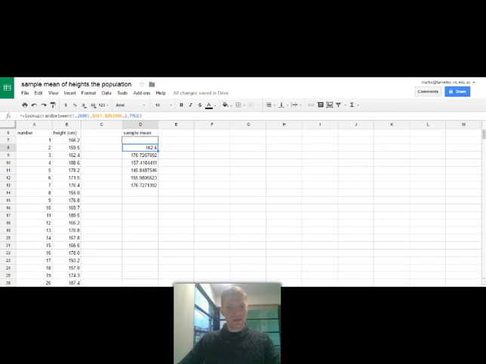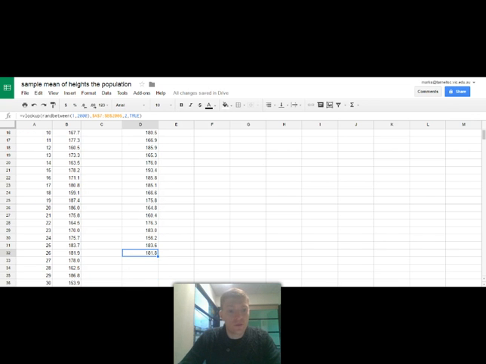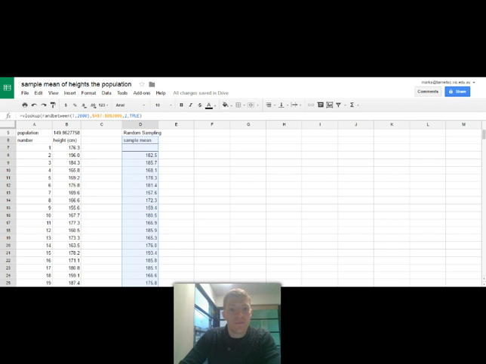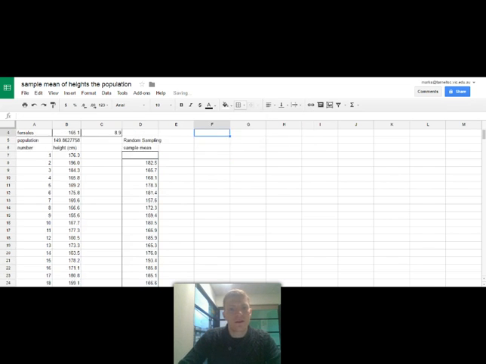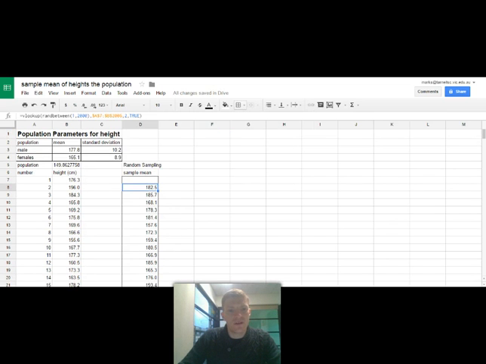Okay, so we come down to row 32 here, and that gives us our 25 members in our sample. We can highlight our sample and just container. Let's put a nice border around it. There we go. Alright, so there's our sample of 25.